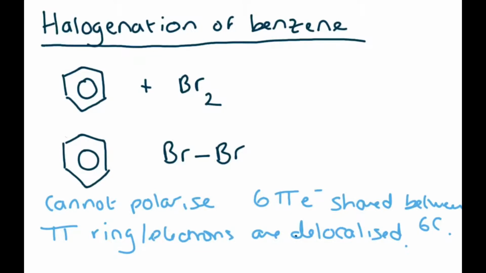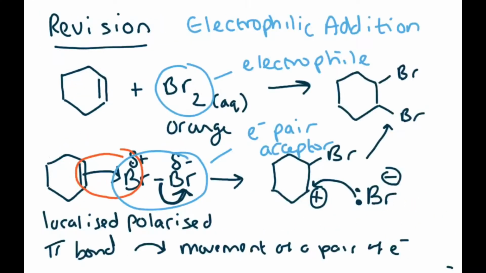So that means when the bromine molecule approaches the pi ring, it does not get polarized, like it does in an alkene. That does not happen. So therefore, it's a little bit more complicated when you react benzene with bromine. Okay, so let's have a go at drawing that.